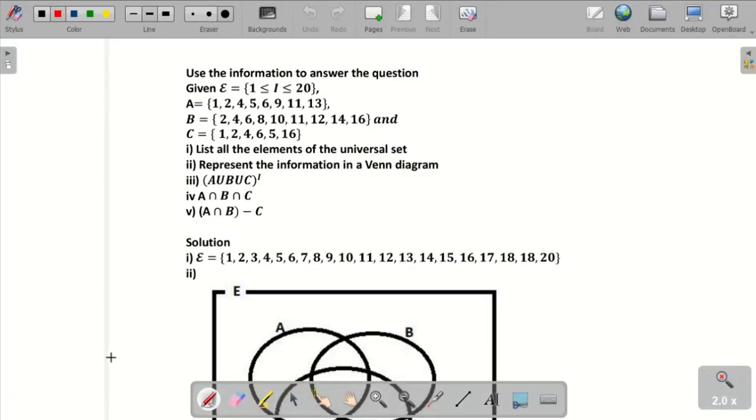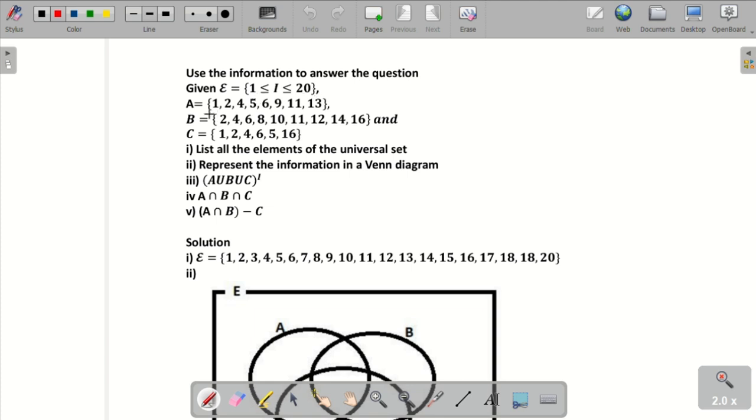Hello, good day. In this virtual class, we'll be looking at these questions basically on set theory. Use the information to answer the question. Given the universal set is a set of positive integers between 1 and 20.